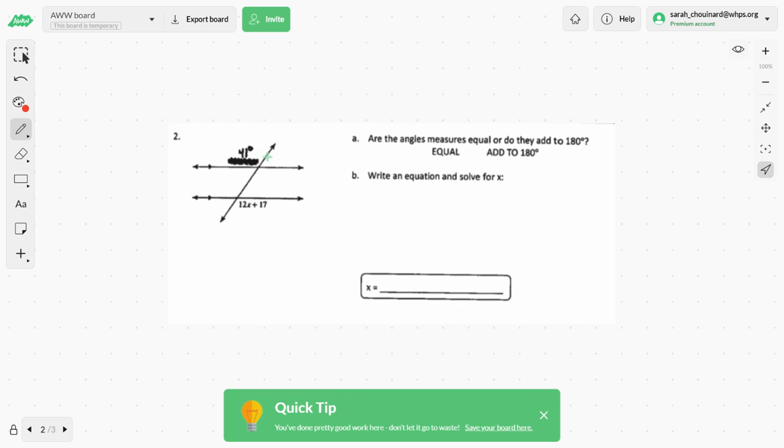On this one, we have two angles. If we make our little rectangle, they're both exterior angles, and they're on alternate sides of the transversal. So these are going to be called alternate exterior angles. That's the symbol for angle. And alternate exterior angles are congruent, which means they're equal.